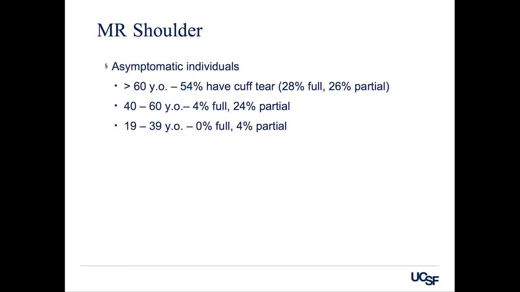MRIs of the shoulder will pick up a lot of things that may or may not actually be pathologic, or may or may not actually be causing the pain in the patients. So in the asymptomatic individual, we've done a lot of studies looking at this. If you're over 60 years old, there's over a 50% chance that you have a tear in your rotator cuff, even if you have no pain or problems with it. Okay, and 28% of these are actually full thickness tears if you were to just MRI asymptomatic patients, and then 26% of those are partial tears. So if you're over 60 years old, having a rotator cuff tear may not actually be the main cause of your pain, okay? That could just be a normal finding in the asymptomatic individual.